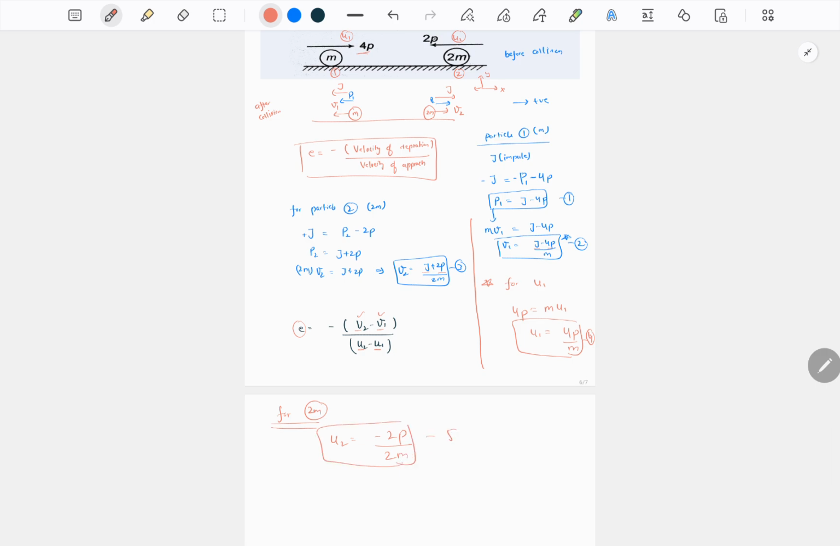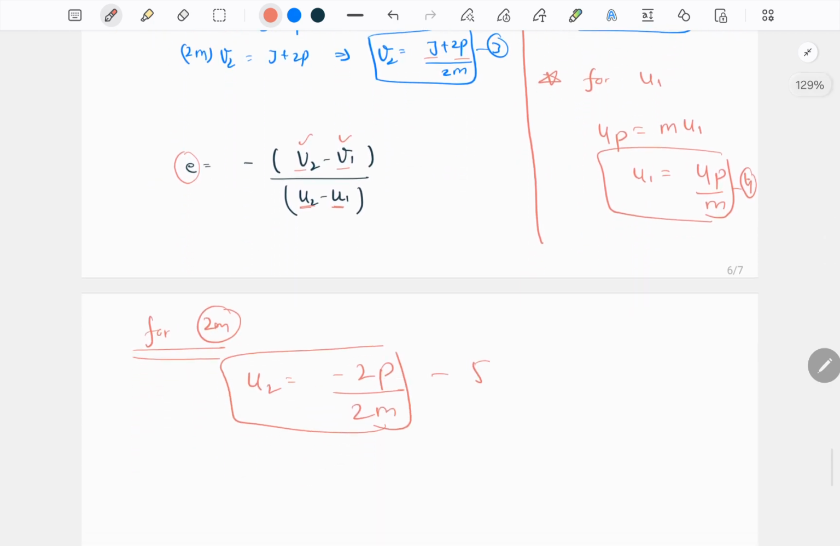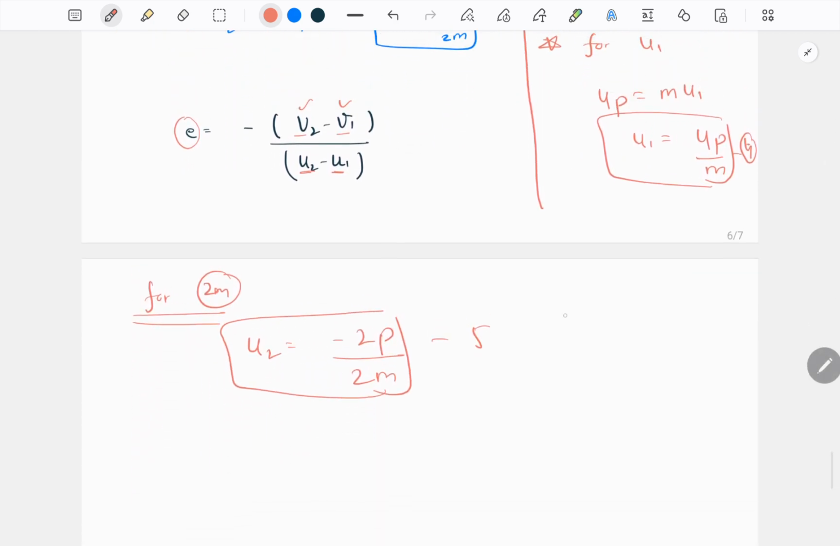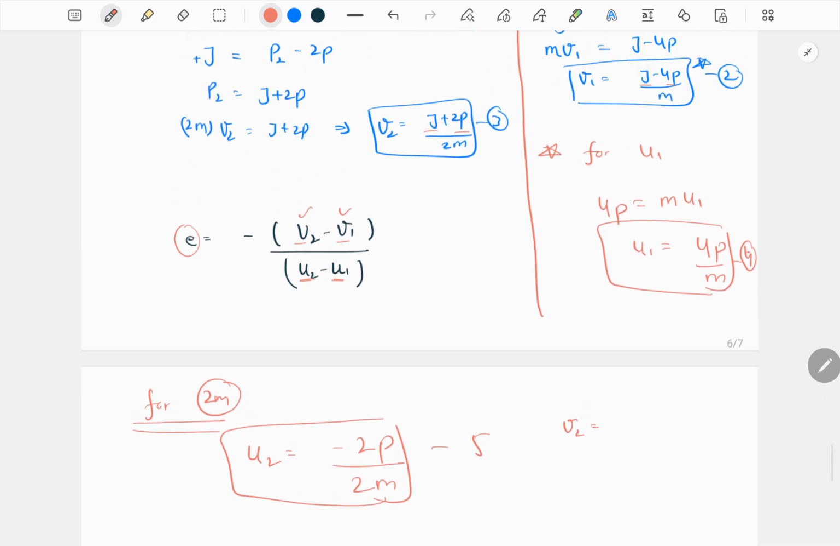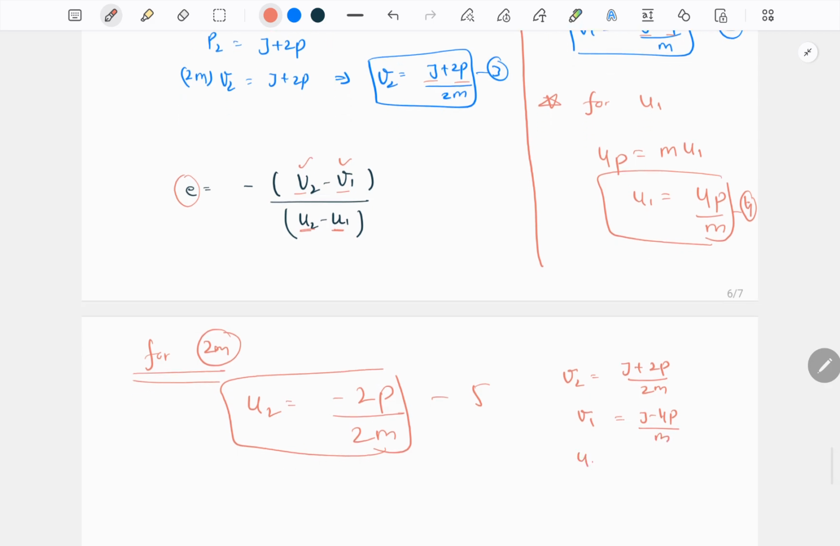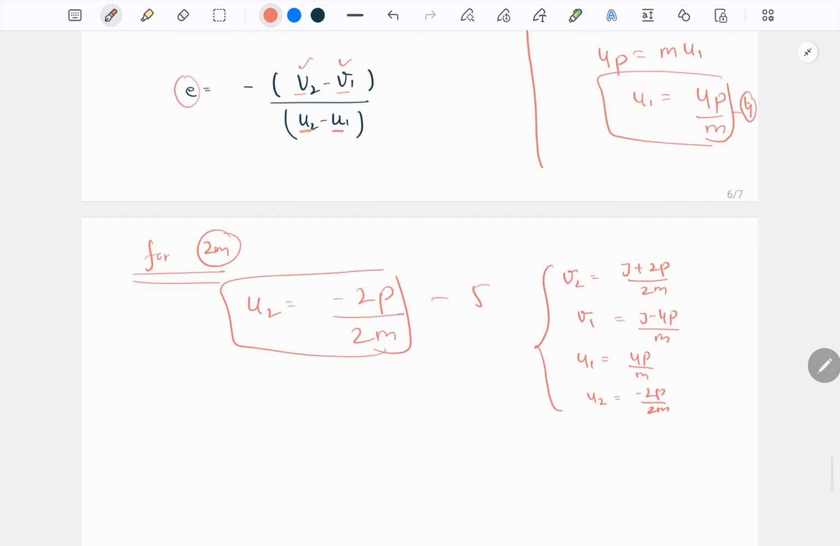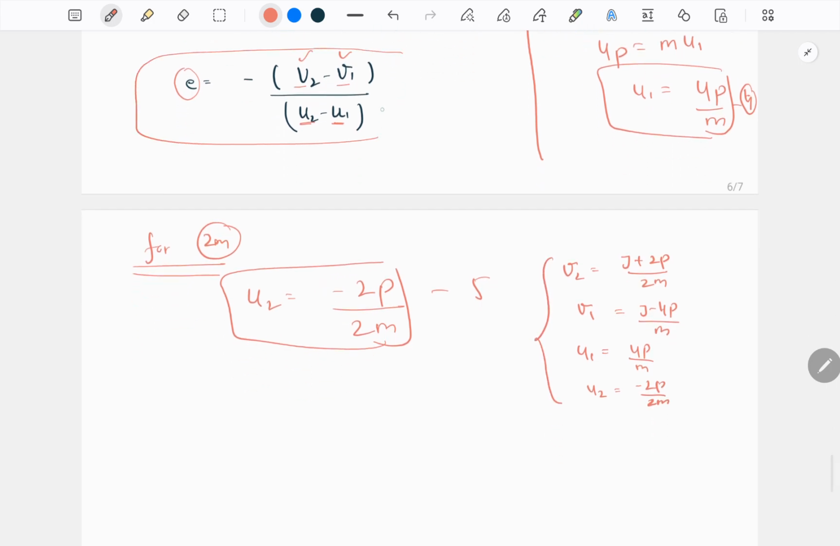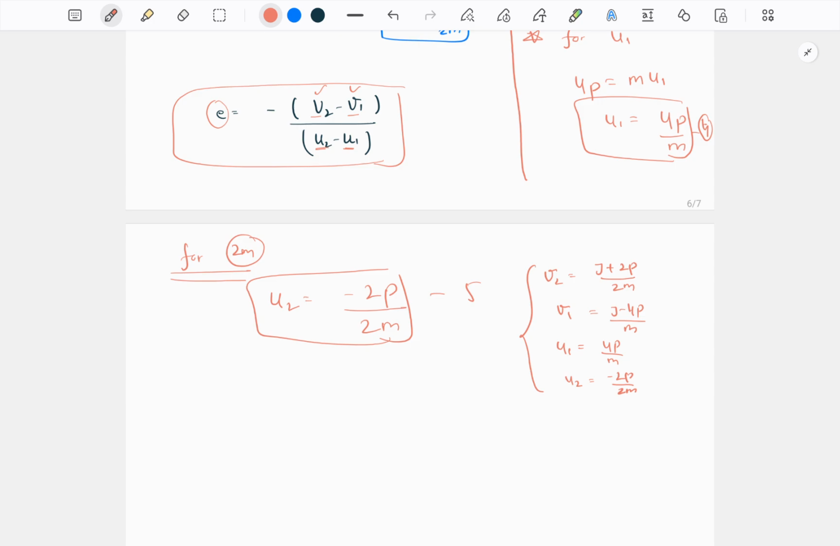So now we have all the variables. I'll write what we want. The value of v2 is j plus 2p by 2m, v1 is j minus 4p by m, u1 has value 4p by m, and u2 has value minus 2p by 2m. We just have to put these values in this equation to get the coefficient of restitution in terms of j and p.